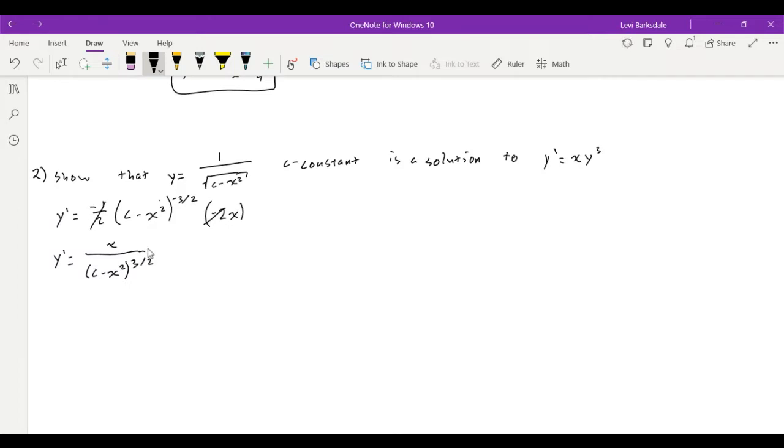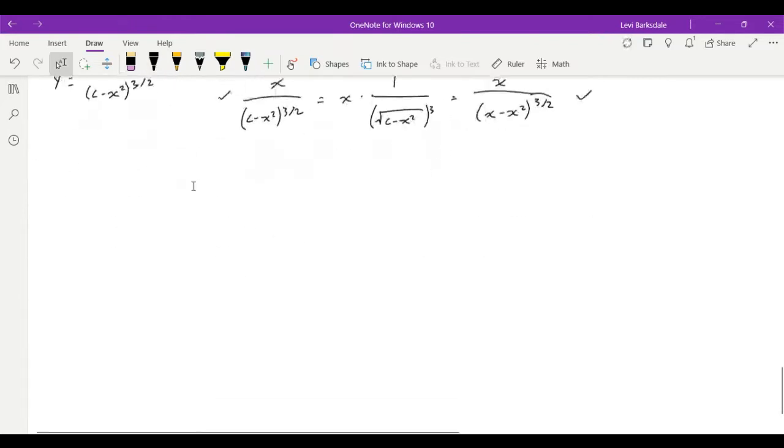And now we can substitute everything we know into our differential equation. So we have x over c minus x squared to the 3/2 is equal to x times 1 over square root c minus x squared cubed, which is, of course, x over c minus x squared to the 3/2. And clearly these both match. So we have that this is a solution. All right. I think that's basically it for differential equations.